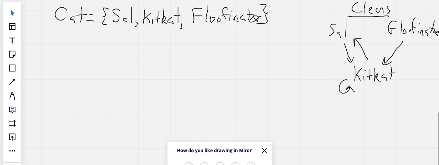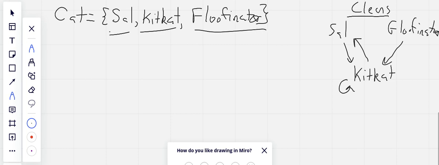In this particular case, I want to look at one of my favorite sets, which is a set of cats, of friends that I know. So we have Kit Kat, we have Sal, and we have Floofinator. We might be interested in trying to model the world in some way.